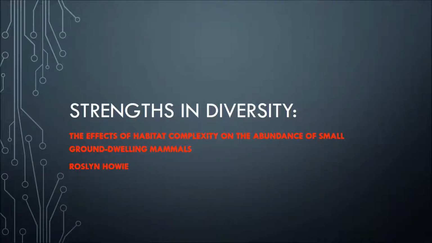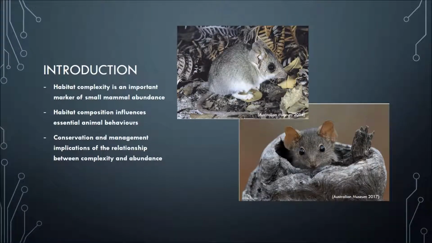Strengths in diversity: the effects of habitat complexity on the abundance of small, ground-dwelling mammals, by Roslyn Howie. Complexity of habitat, irrespective of plant species composition, can directly correlate with small mammal abundance. Habitat composition influences essential behaviours such as predator avoidance, nesting and movement.